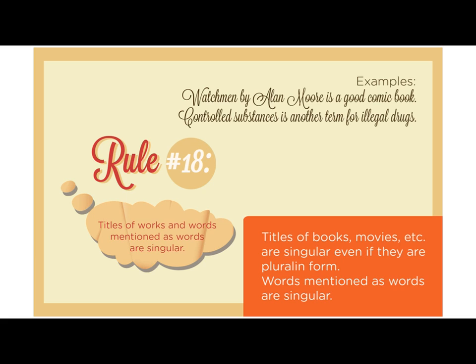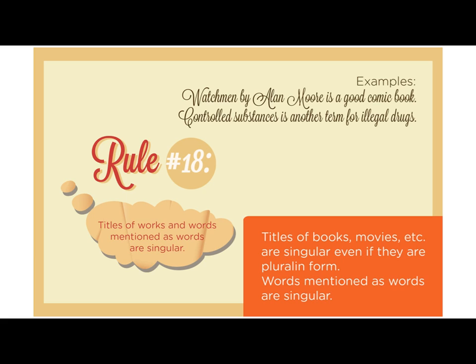Titles of books, movies, etc. are singular even if they are plural in form. Words mentioned as words are singular. Again, the examples. Watchmen by Alan Moore. This is the topic of the book. So, for the title of this book, they have given the singular verb is. Yes, it's a good comic book.